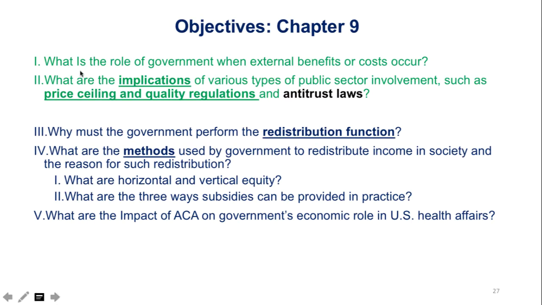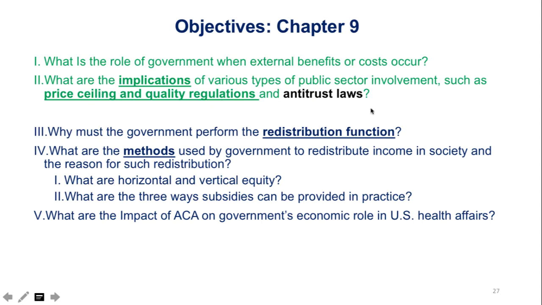In the previous lecture, you learned about the role of government when there are external benefits or costs, or market failure, caused by any individual agent's decisions. This happens when the individual's marginal benefit and cost is not equal to society's marginal benefit and cost. In that case, the role of government is to encourage the positive externalities and discourage the negative externalities through various types of public sector involvement, such as price ceilings and quality regulations.